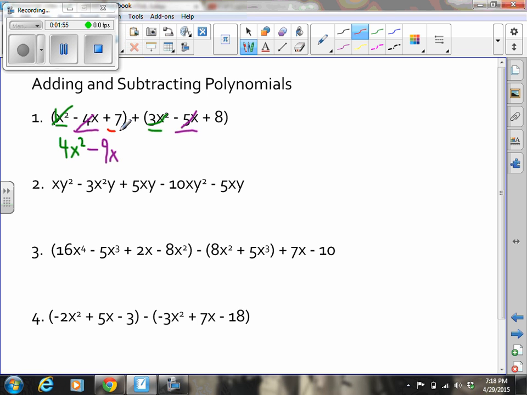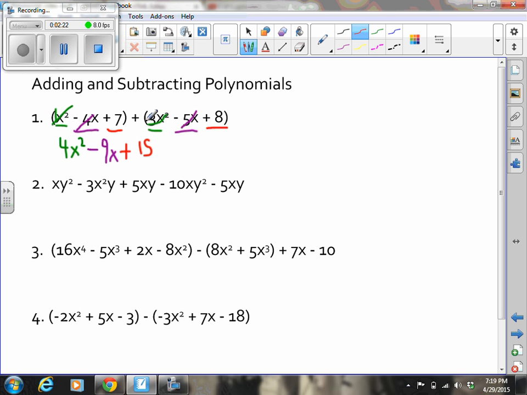Lastly, I have the term 7 left in the first polynomial, and that's a constant term, so I can only add any other constant term to that one. So 7 plus 8 would give me 15, and I have added those polynomials correctly. Now this is how we're kind of used to seeing adding and subtracting polynomials. We like for everything to have a buddy to add with it. We like for everything to have a partner that's a like term with it.